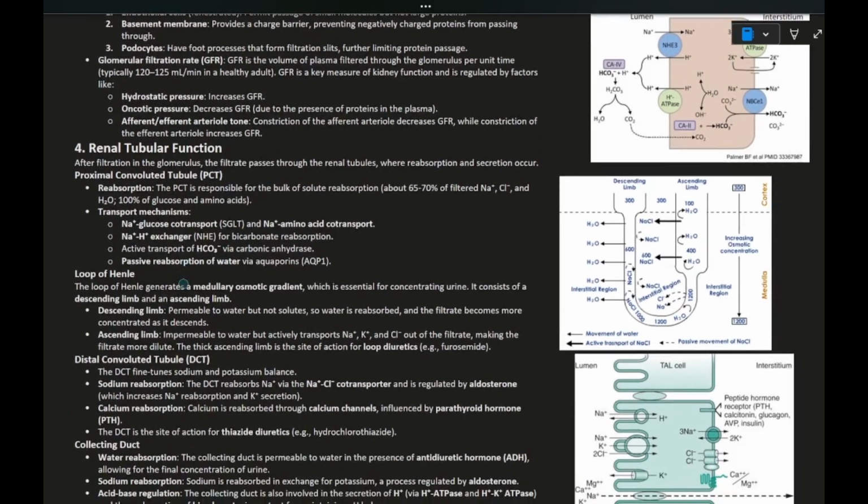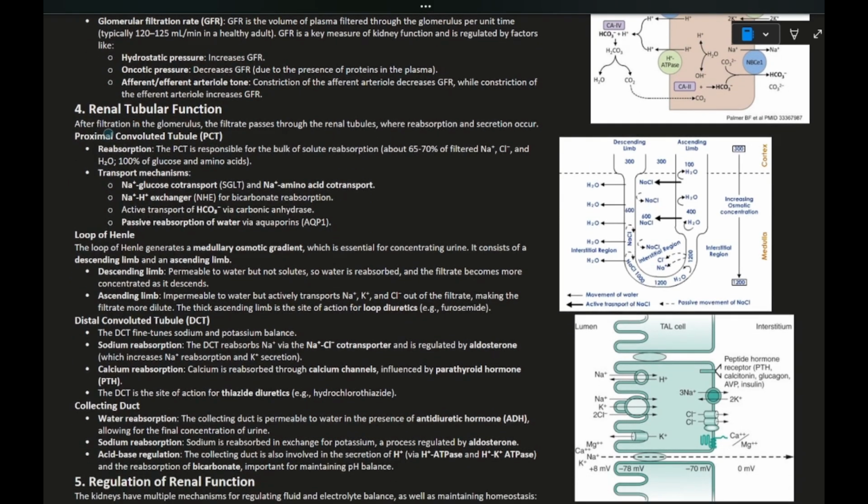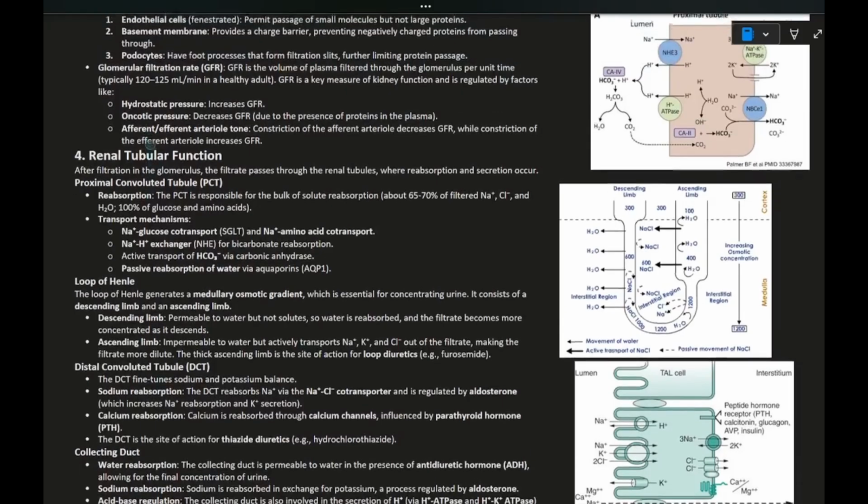Now that we explored more about the glomerulus, let's now explore what happens after filtration in the glomerulus. After filtration, the filtrate passes through the renal tubules, where reabsorption and secretion occur in sequential manner. The first tubule we have is the proximal convoluted tubule.